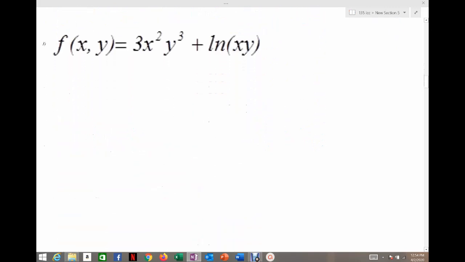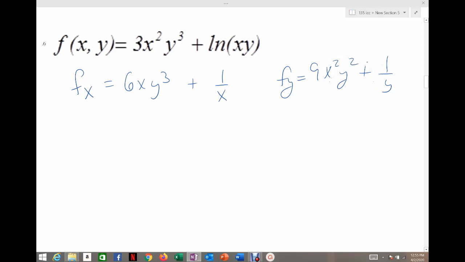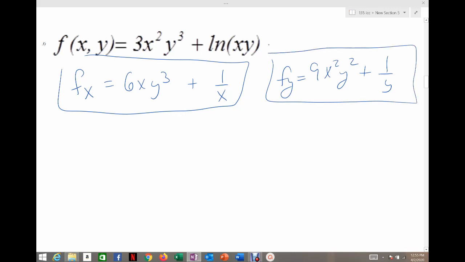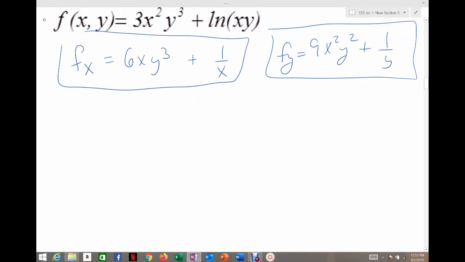Right, next example. We actually found this first derivative in the previous set of notes, so I'm just going to write it down. If you go look at the previous video, it found this. Alright, so the derivative of this with respect to x was 6xy cubed, and then this simplified to 1 over x. And then the derivative with respect to y was 9x squared y squared, plus 1 over y. Alright, like I said, we did that in the other set of notes, and so I'm just giving them to you here. If you want to know where those came from, you can go look at the previous video. Alright, now the second derivative of those functions.